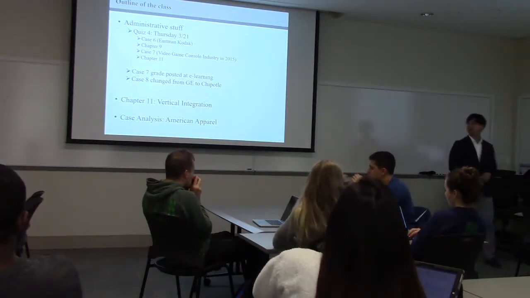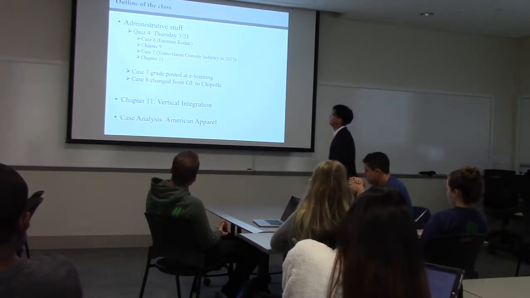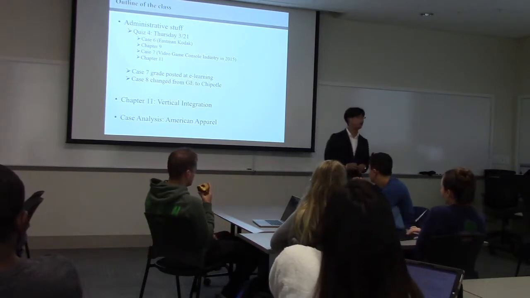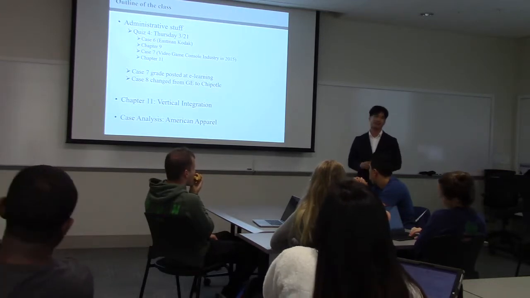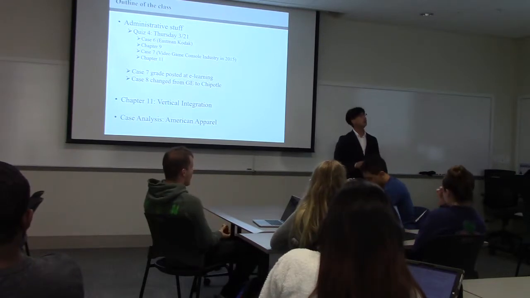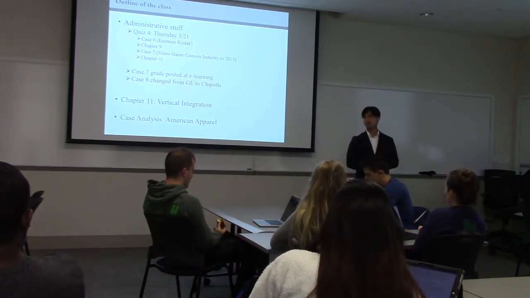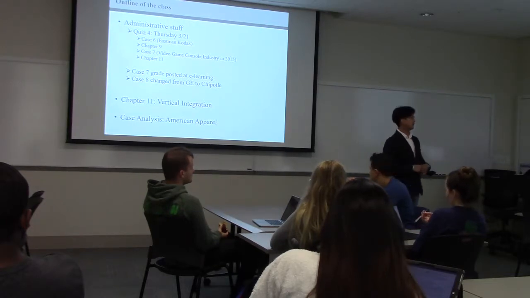Just the administrative stuff first. This is the outline of the class. To start with the admin stuff, there will be quiz 4 this Thursday, and materials will be case 6, 7, and chapters 9 and 11. I think I'm going to do the American Apparel case today, so I may throw in one question on the American Apparel into the quiz on Thursday. So look out for that.